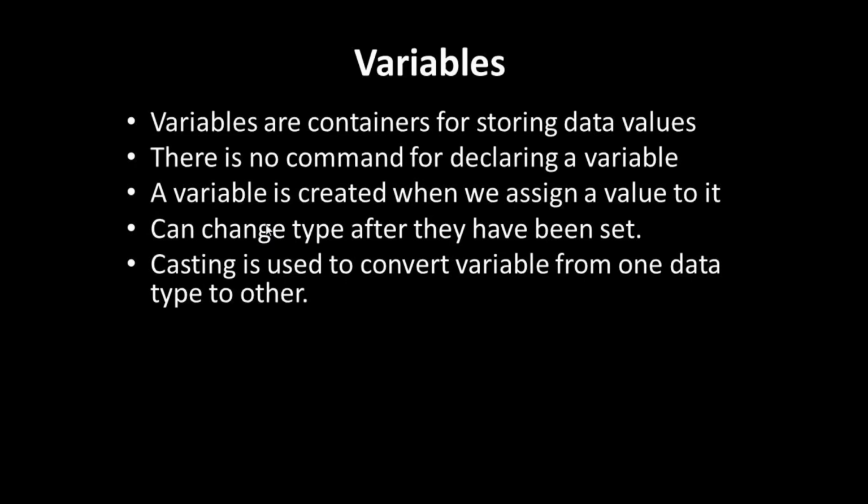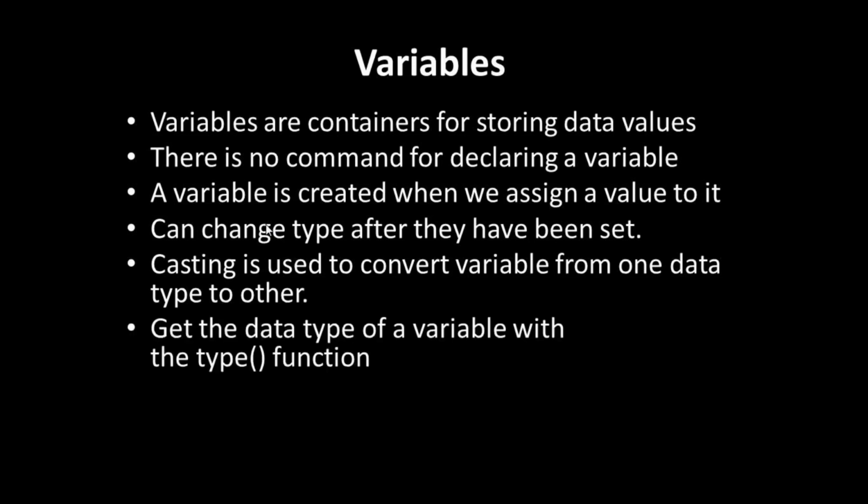Casting is used to convert variables from one data type to another. We will be using this extensively in all our programs, and immediately after this, in the coding section, we will see what casting is about. Whenever you want to convert the data type, let's say integer to string, or float to string, or from a string you want to assign it to an integer variable, we'll be using the casting mechanism. Now, if you want to get the data type of a variable, you can use the type function.